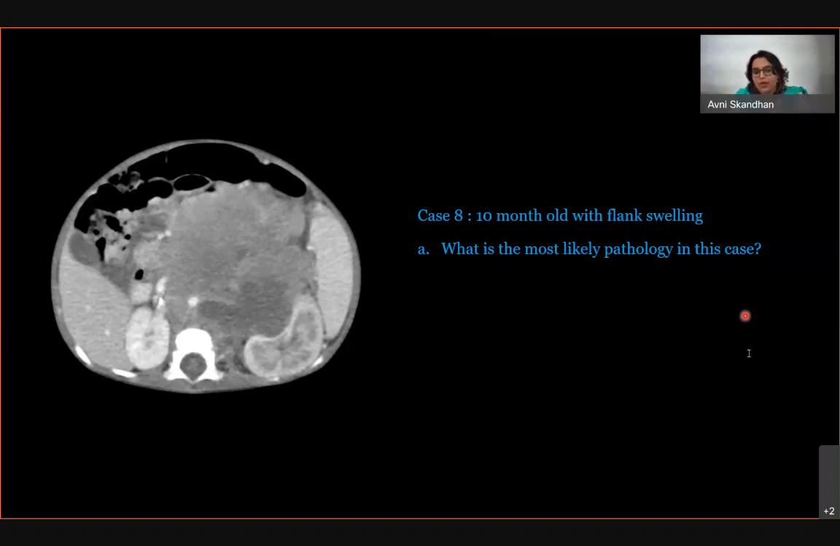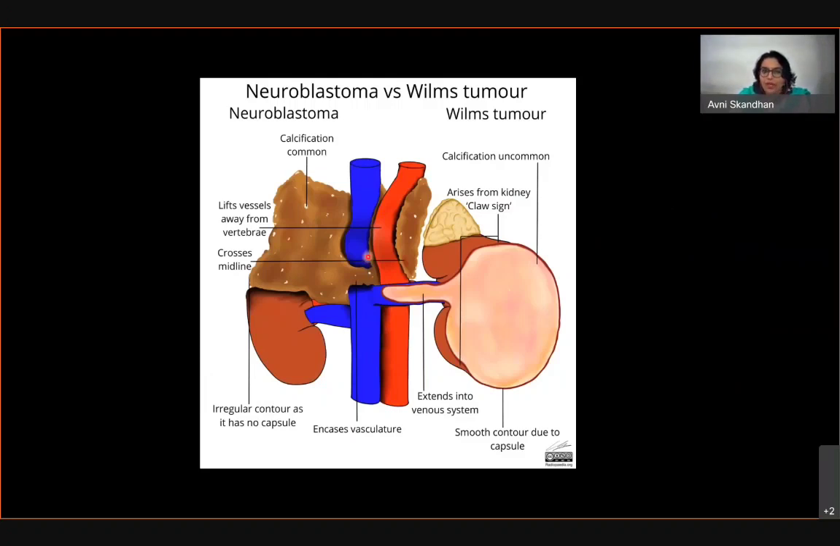Neuroblastoma is separate. It's going to compress the organ. It's not going to give you the claw sign. This is compressing it. There's a slight difference in that. Okay, and midline crossing, very good. Wilms will invade the vessels. Neuroblastoma will encase the vessels. So here, this is again an image from Radiopaedia, a good one.